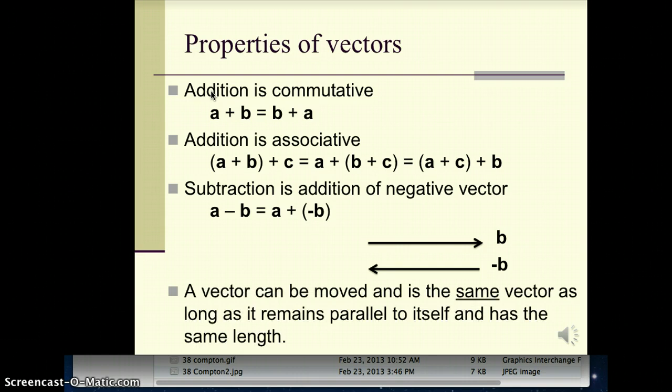Finally, a vector can be moved and is the same vector as long as it remains parallel to itself and has the same length. So what this says is, as long as we specify the magnitude of a vector and its direction, we've completely specified the vector. It doesn't really matter where it is on the xy plane, as long as it has the magnitude and the direction, it is the same vector.